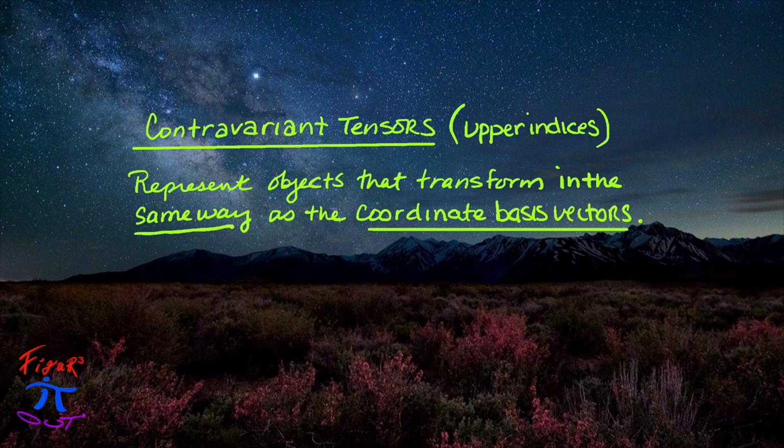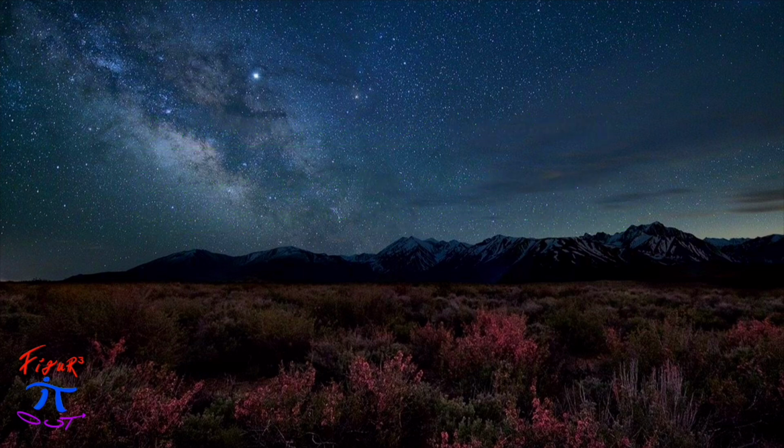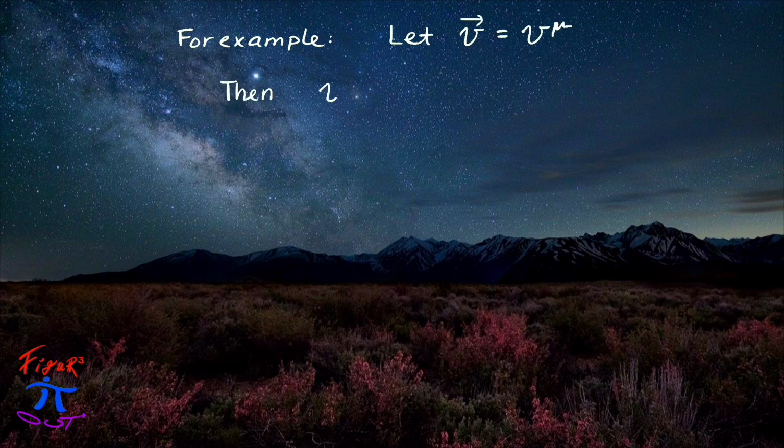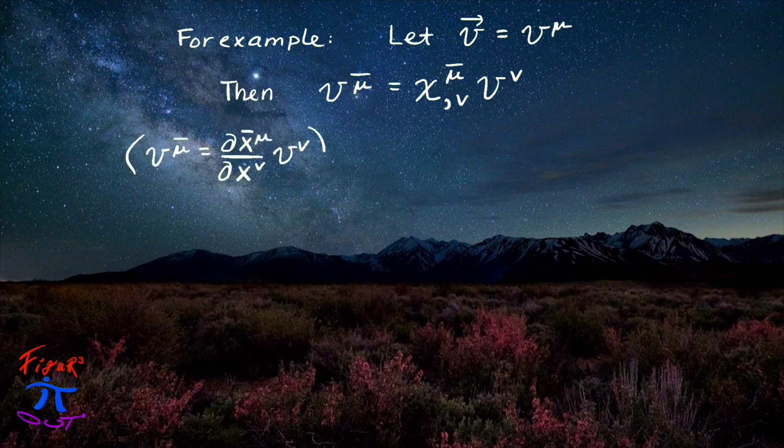One comes to learn that contravariant tensors typically represent things like velocities or displacement. For example, let the vector v be given by the contravariant vector here, upper mu. Then the transformation rule here applies, recalling this notation from our last video.